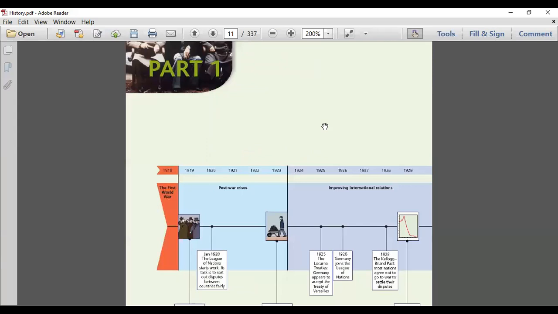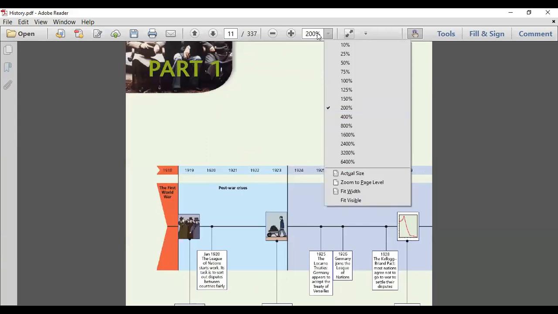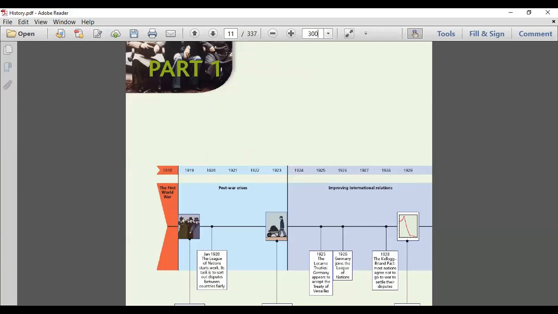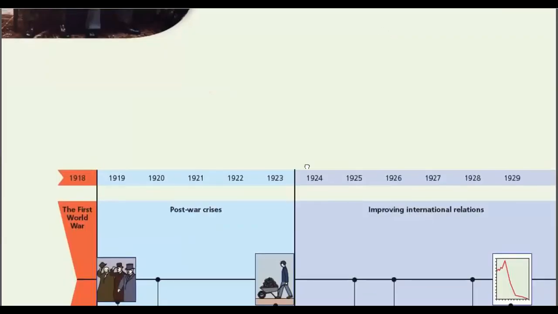So we use 200. Okay, so only to us to know 300%. So let us go back also. So we can repeat now.